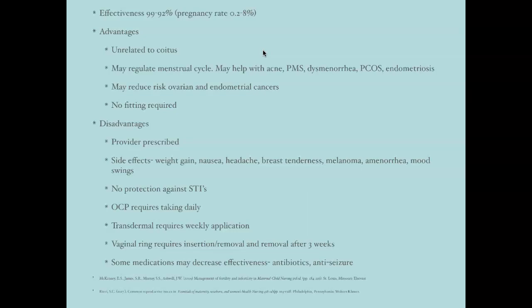Transdermal requires a weekly application, and they're going to change a patch every week, and then they're going to come off for a week while they have a menses, and then they start back, so they've got to remember that. A vaginal ring requires for it to be inserted and removed, so that means someone's going to have to touch themselves, and then they leave it in for 3 weeks, and then they take it out for a week, which will be the time when they have their menses, and then they'll have to put one back in, so they've got to remember to do that. And again, some medications may decrease the effectiveness, antibiotics and seizure medication.